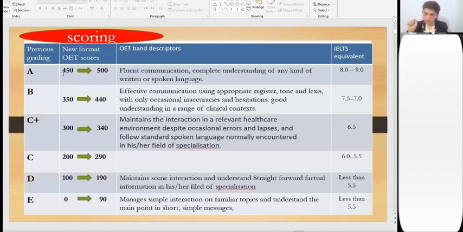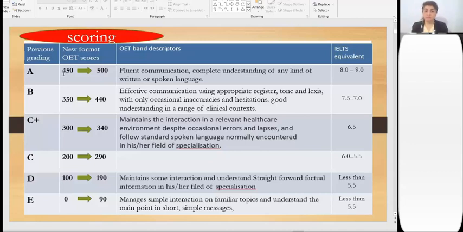If I want to get A grade, I have to take from 450 points to 500. So if they give you the new format, you may get, for example, 455. It means that you got A. So in your application form, for example, you have applied to move to UK. If they say in your application that you need to have B and above, if you have taken, for example, 351, it means that you've passed.